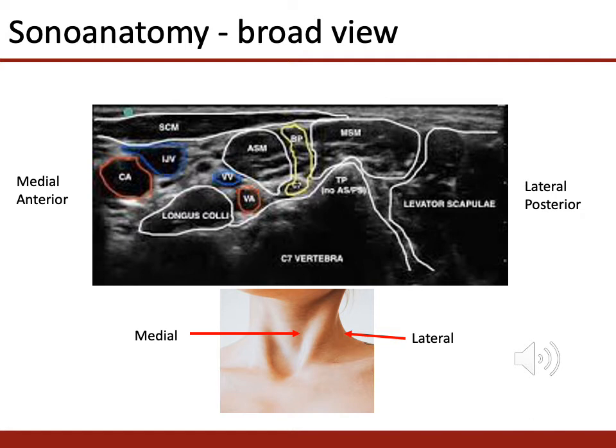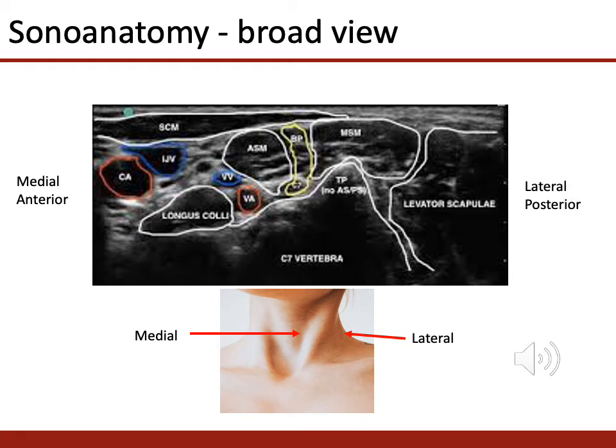We can see the C7 vertebra and the transverse process. We can see that there is no anterior tubercle in the C7 vertebra, so we can see a rounded appearance towards the anterior aspect of C7. As we know, bone does not permit ultrasound images, so we can see a hypoechoic shadowing beyond the C7 vertebra outline. We can see the important vessels are all located medially or anteriorly to the brachial plexus at this level.